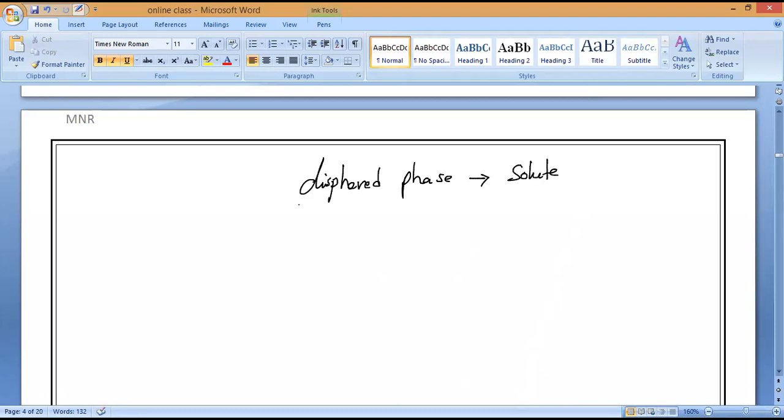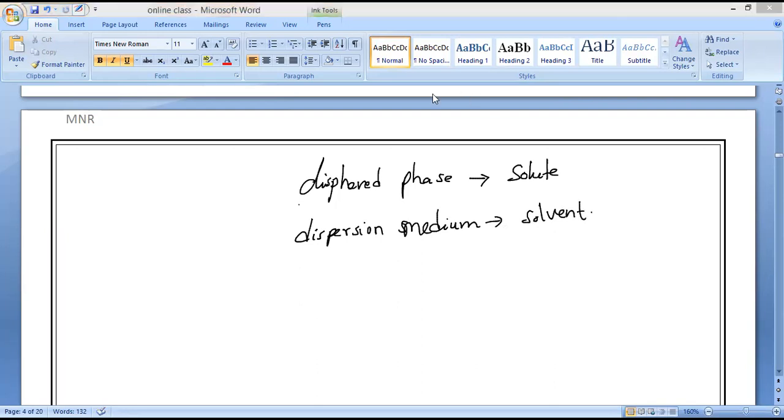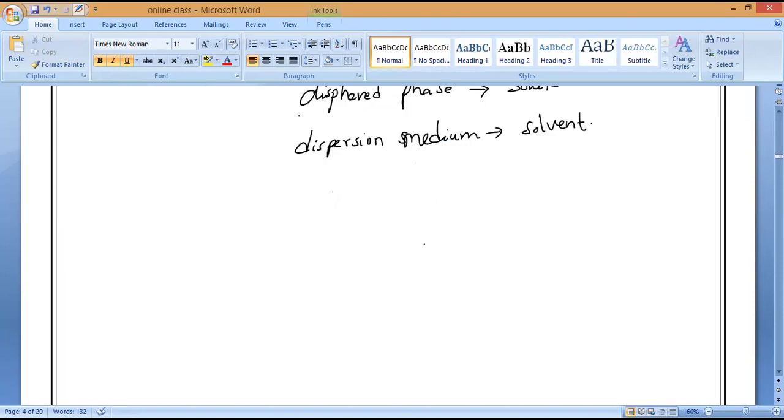Solute. Next, dispersion medium. Dispersed phase means solute. Dispersion medium, what did we used to call it? Solvent. Yes, dispersion medium we used to call solvent. As I explained in the last class, the tabular column of examples is in the NCERT textbook.